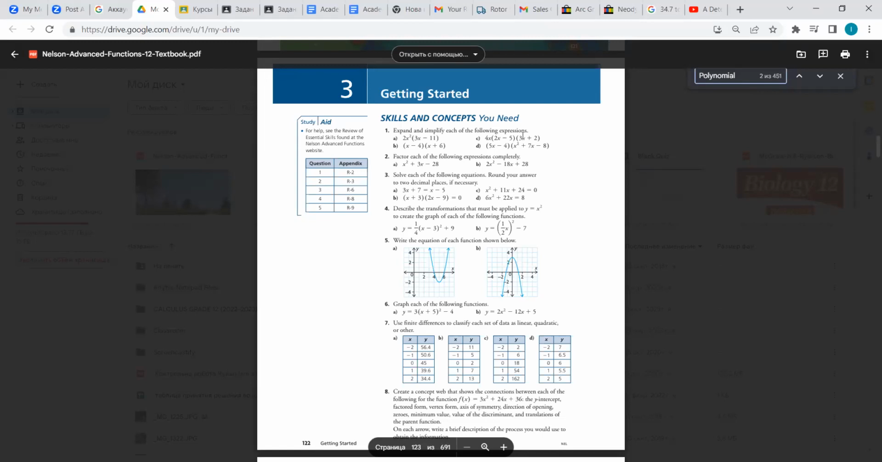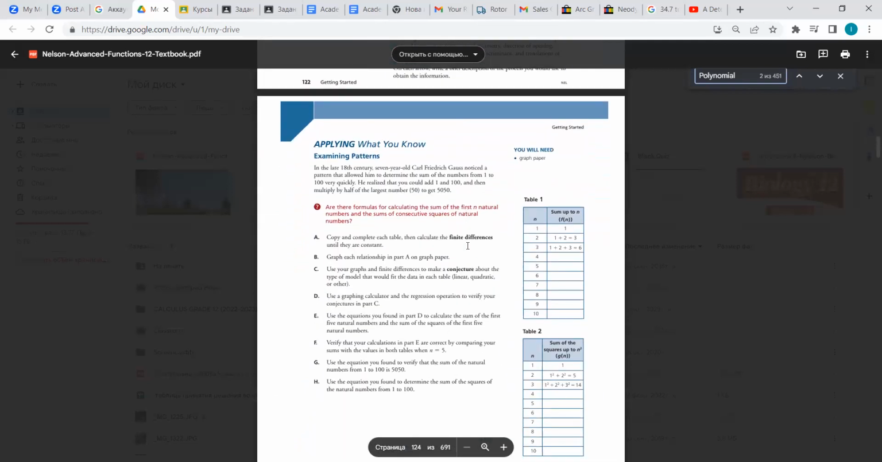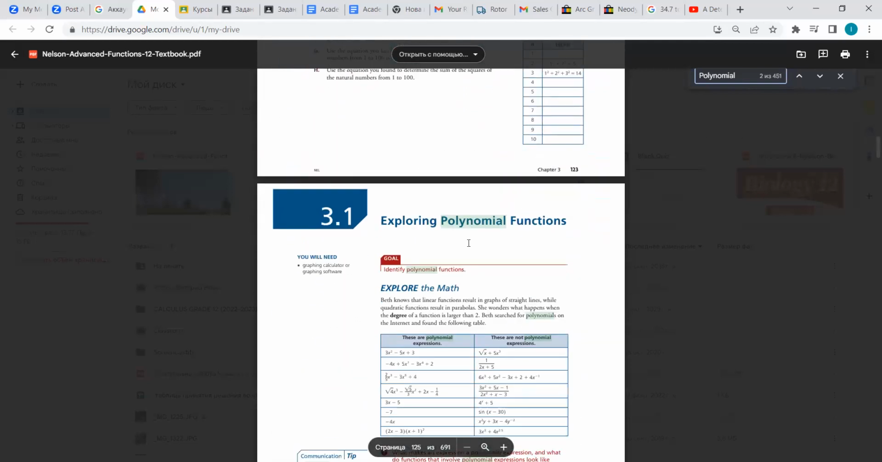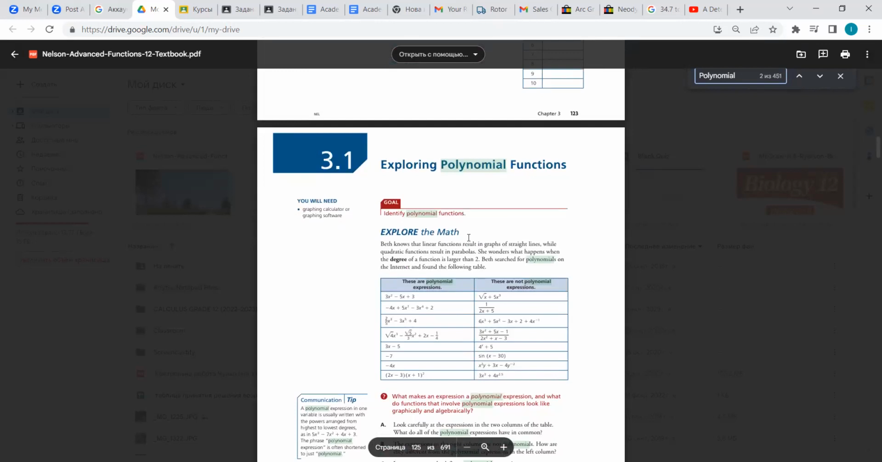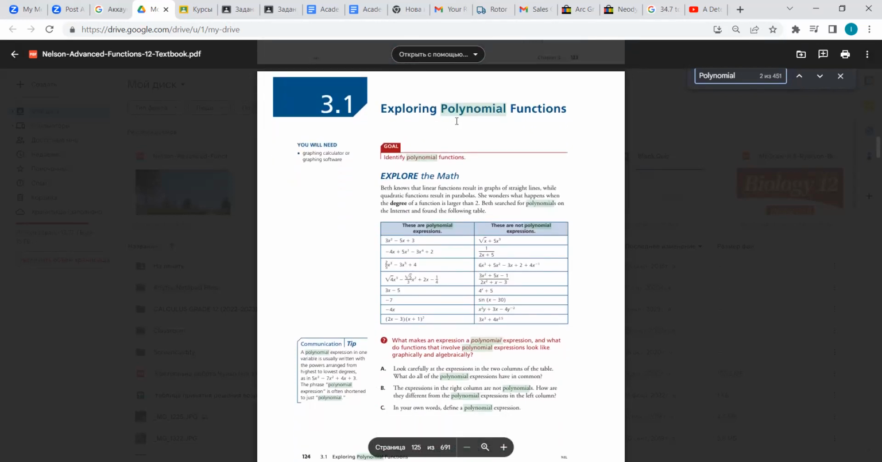So I'll keep this part for you as self-practice, as part of your home assignment for the next class, and part of the skills and concepts you need to know. Here's a simple exercise on simplifying expressions, factoring expressions, solving equations. And this would be a crucial part of the unit about polynomial functions, because polynomial functions usually consist of multiple terms. And in order to work with a polynomial function, we have to be able to distinguish them from one another.